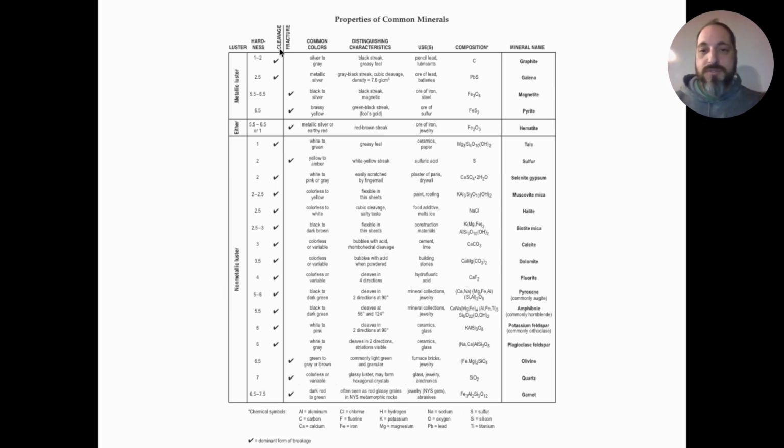We also have cleavage versus fracture. If it has a check on the left, it shows cleavage. And if it's a check on the right, it's going to show a fracture. Then all of those unique properties and all the other things can be found within, right? We've got distinguishing characteristics, common colors, and uses. And then finally, our composition. So what elements it's made out of are right here.